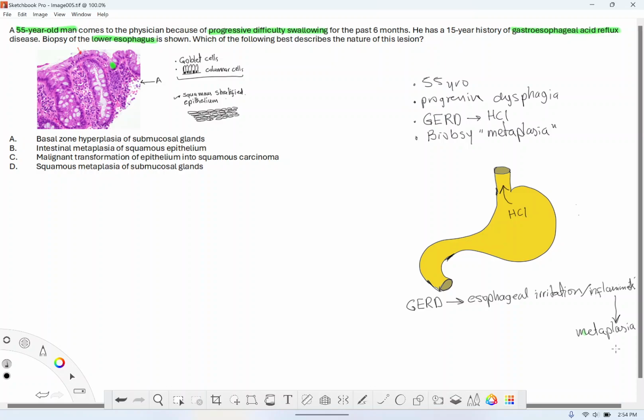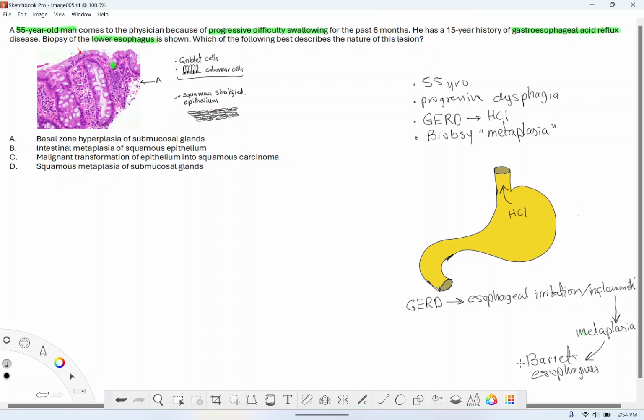So the epithelium of the lower esophagus goes under metaplasia. It changes from squamous to columnar. Columnar epithelium, including goblet cells, produces a lot more mucus, which can neutralize the acid getting up into the esophagus. So this will be metaplasia. And when metaplasia occurs, we call it Barrett's esophagus. Barrett esophagus, right?